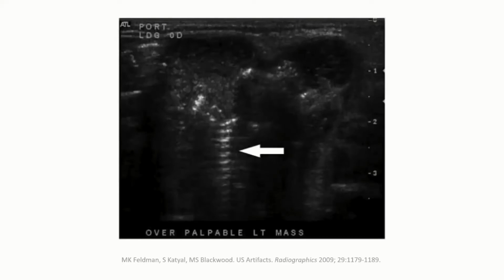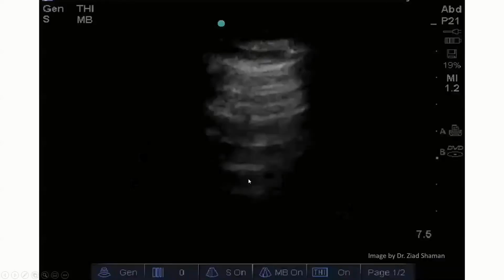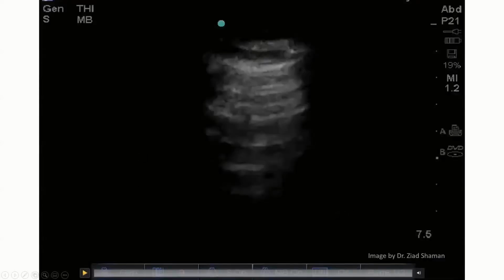This is an example from one of the articles, an echo over a palpable left mass in neonates. You can see a hyperechoic area repeating multiple times in an evenly spaced manner. And here are the next examples.